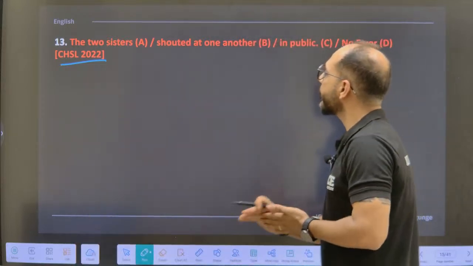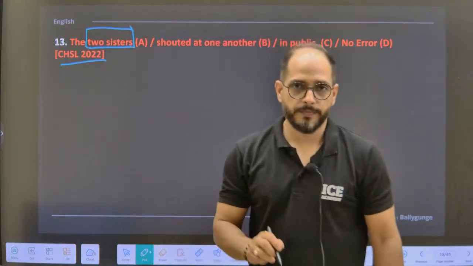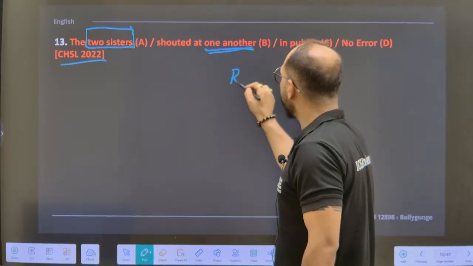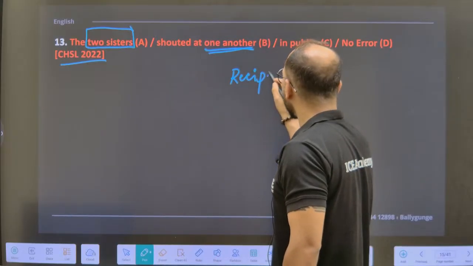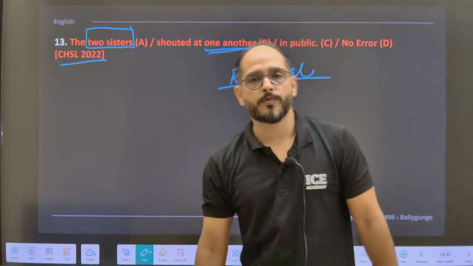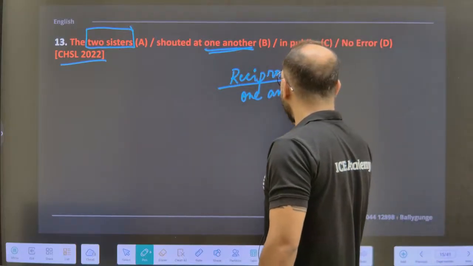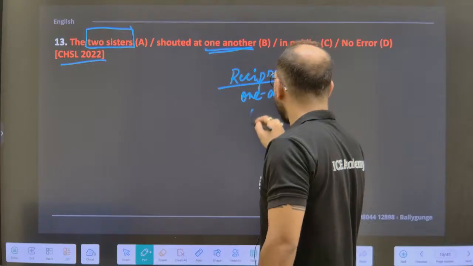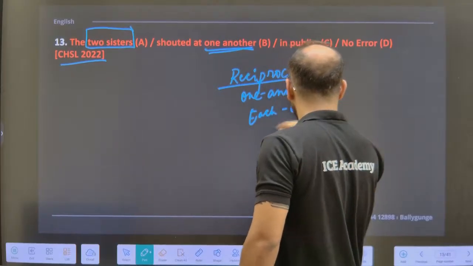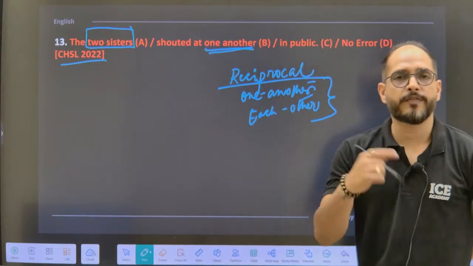The two sisters shouted. আচ্ছা এখানে কি বলা আছে? Two sisters. আচ্ছা and one another. This is reciprocal pronoun. Now there are two reciprocal pronouns. One another and each other. These two are reciprocal pronouns. What's the difference between them?